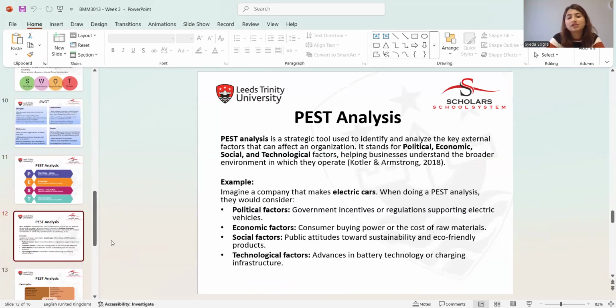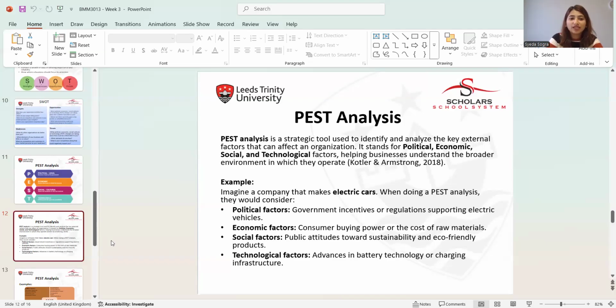So PEST analysis is a tool that is used to identify and analyze the key external factors that could affect the organization. It stands for political, economical, social, and technological. That will help understand the business in a broader aspect, how these external factors would be favorable to the business or maybe unfavorable to the business.